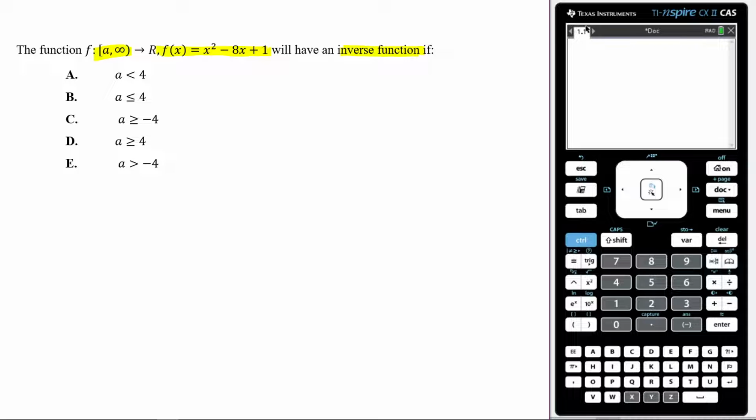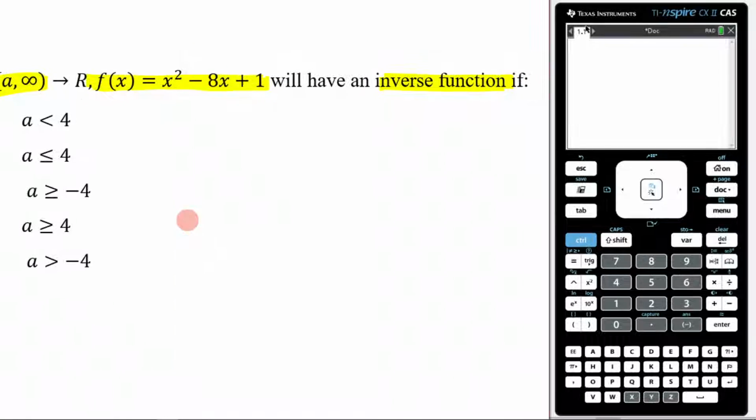The first thing you need to know is that an inverse function only exists if f of x is 1 to 1. That's the only time it exists, if f of x is 1 to 1. So what we're going to have to think about is, what does being 1 to 1 mean? It means it passes the horizontal line test. So that kind of gives us a visual.